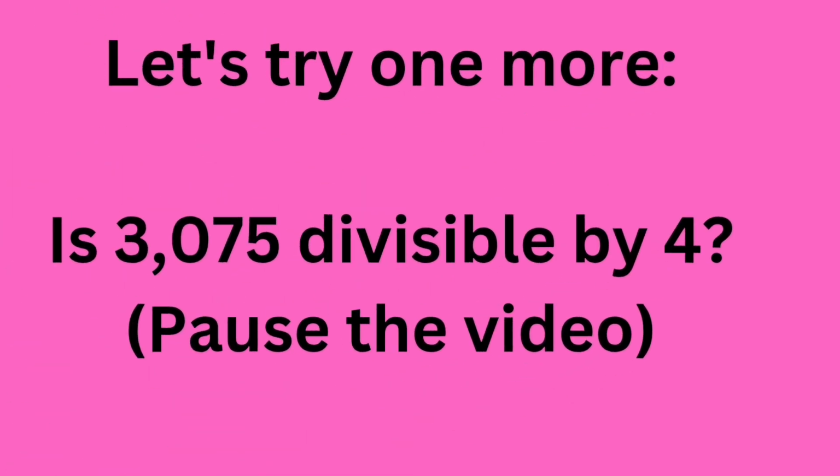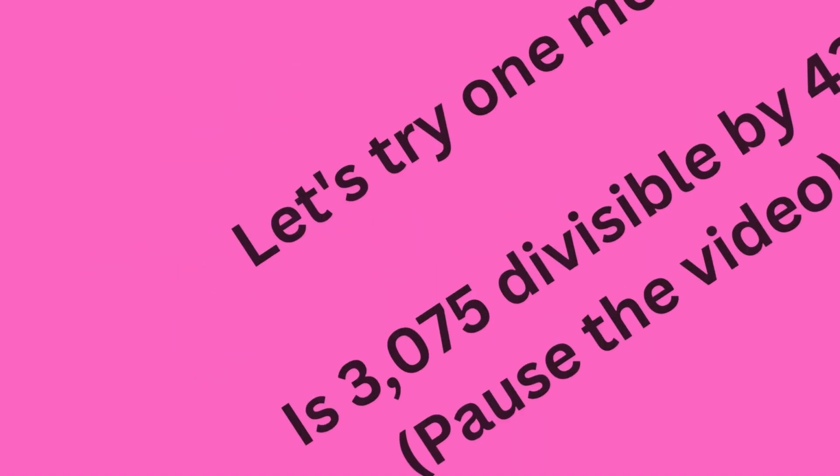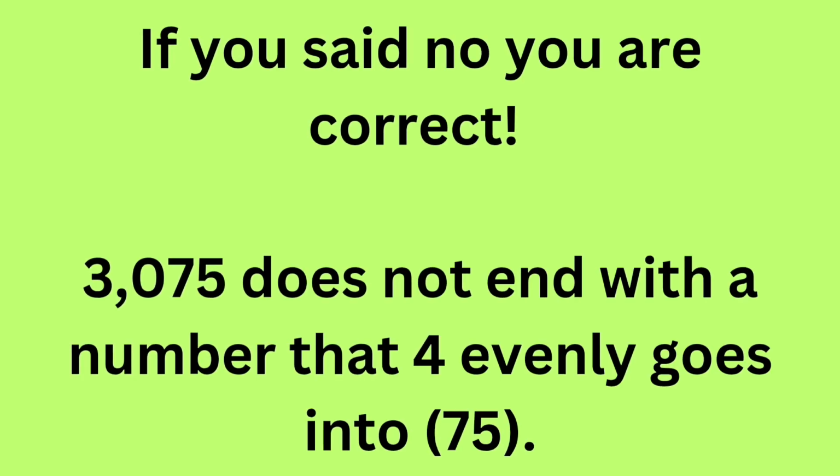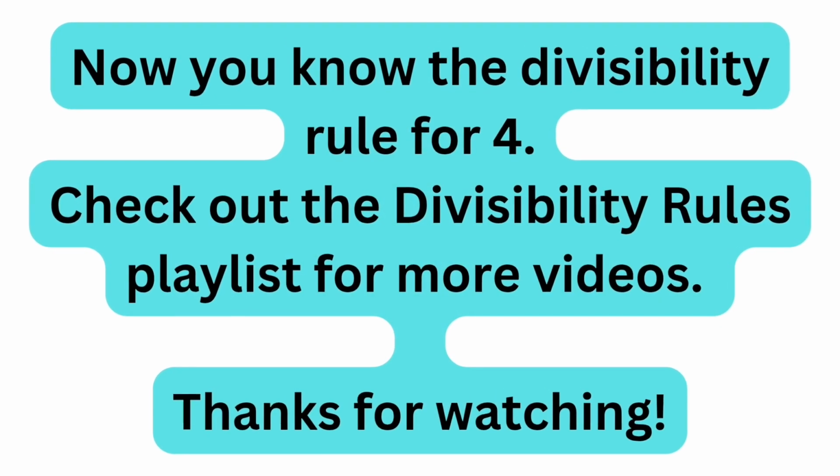Let's try one more. Is 3,075 divisible by 4? Pause the video again so you don't see the answer right away. If you said no, you are correct. 3,075 does not end with a number that 4 evenly goes into. 5 would go into 75, not 4. Now you know the divisibility rule for 4.